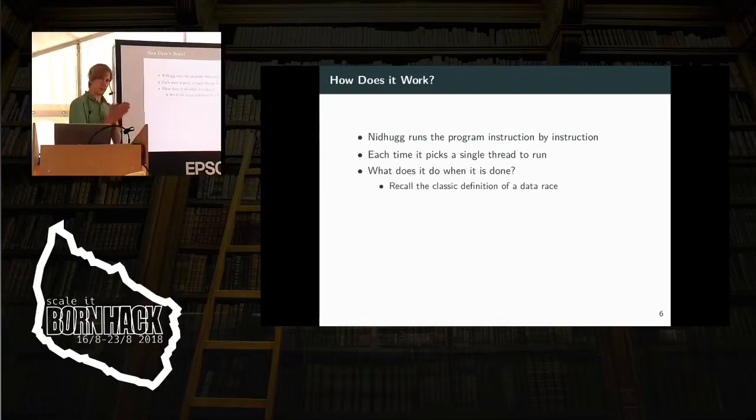So it executes the first execution of the program, in which it just picks arbitrary threads to run. In this case, it picked the non-crashing case as the first execution, and then it finishes that, and then it does some analysis. So who here can tell me the traditional definition of a data race in shared memory programs?